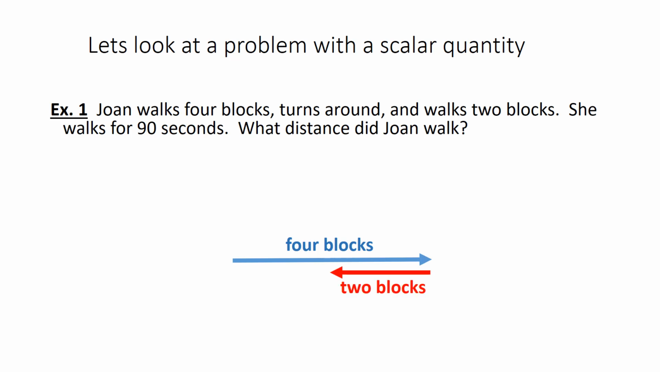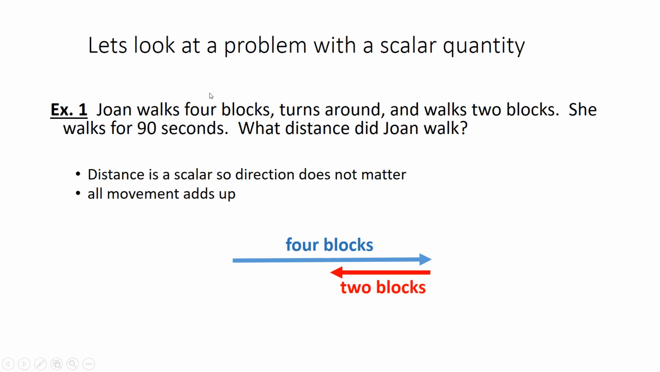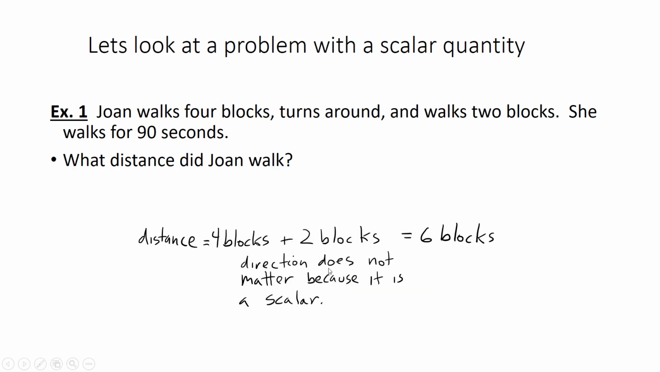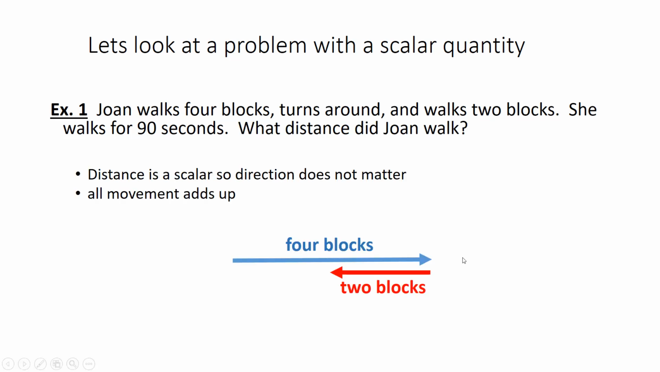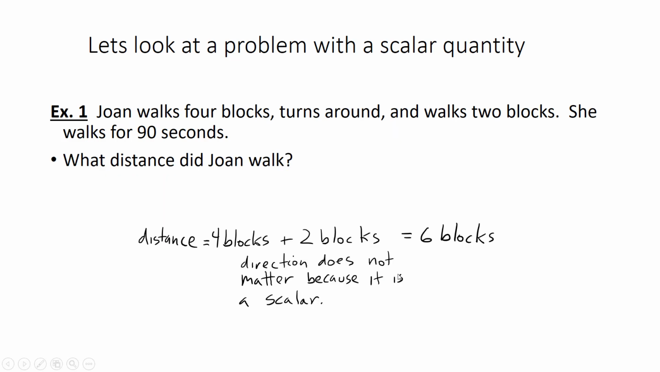So this person walked 4 blocks forward, 2 blocks backwards. And therefore, we just add them up. I went 4 blocks this way and I came back and did 2 more blocks. So therefore, my overall was 6 blocks. No direction, because if you look back here, you actually went 2 directions. No direction involved. You just went 6 blocks total. So you add up for distance.